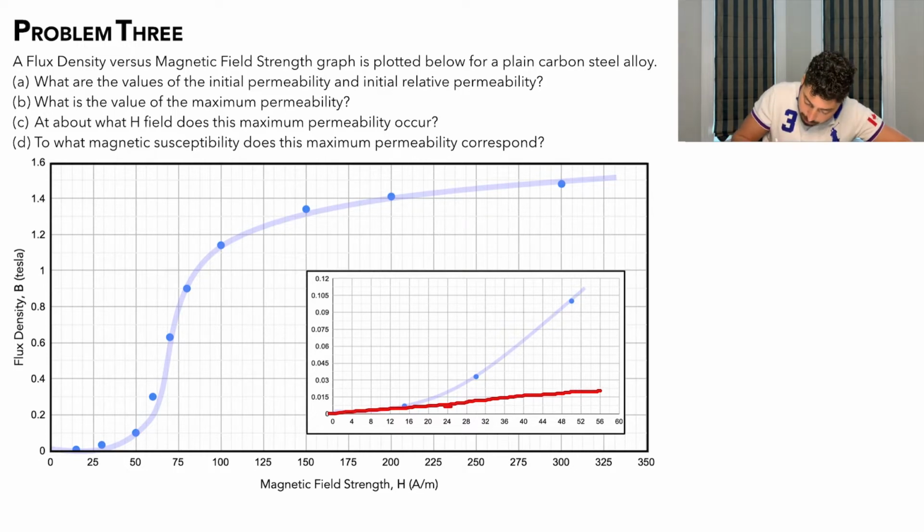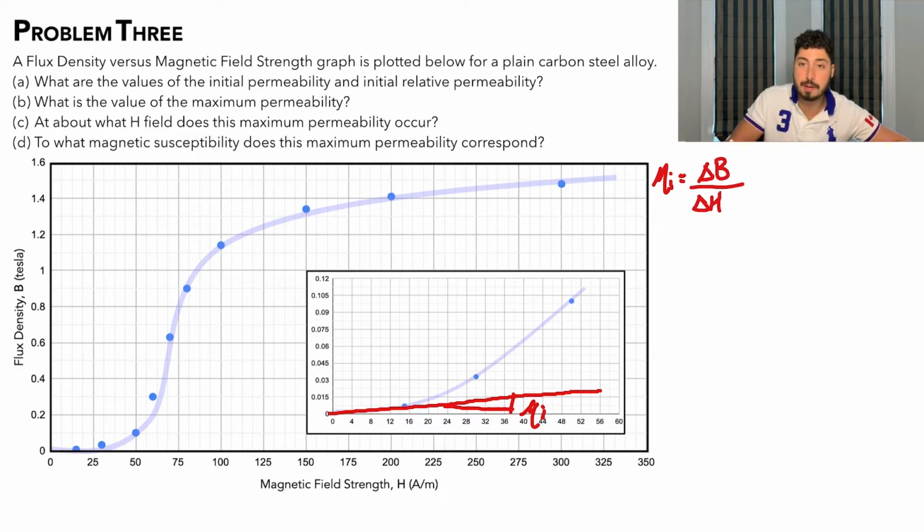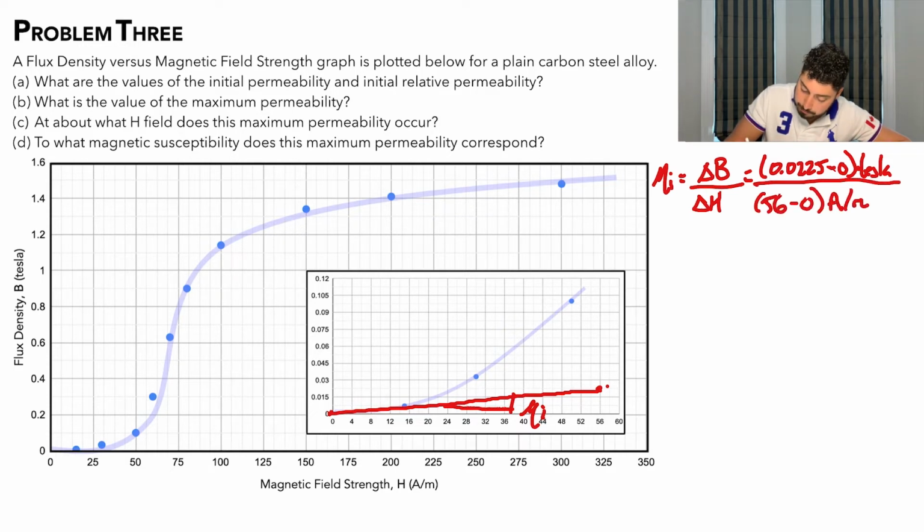So right down here where I drew this line, we can say the slope of that is equal to our initial permeability. So mu I, which is our initial permeability, we can say is equal to the change in flux density divided by the change in magnetic field strength. So I'm going to use the values that I chose in the tutorial solutions just so we can keep consistency. So the values I chose were 0.0225 minus 0, and that's Teslas, divided by 56 minus 0, and the units for that are amps per meter.